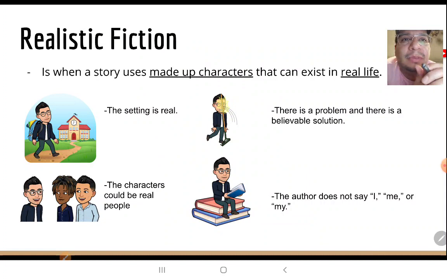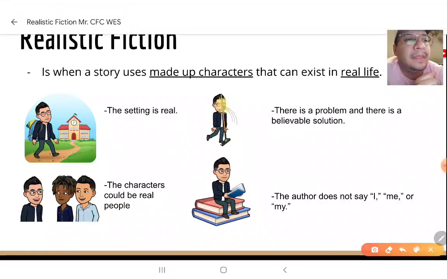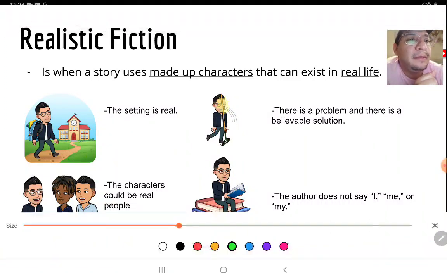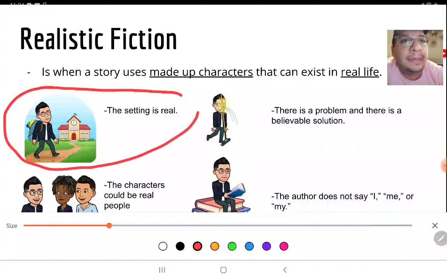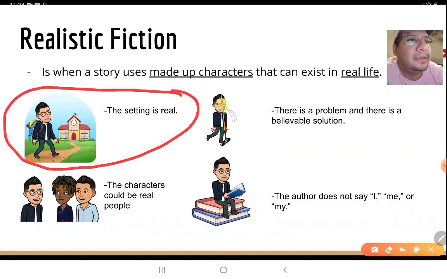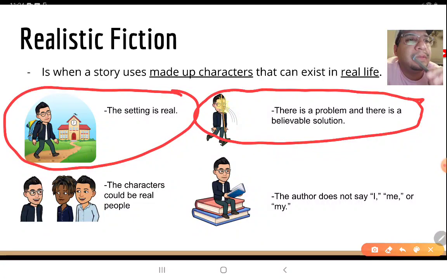Realistic fiction is when a story uses made up characters that can exist in real life. What are some of the traits? For example, let me change the color here. Let me use red. All right. For example, the setting is real. Also, there's a problem and there's a believable solution. Believable meaning there's a problem that I'm sure it could be solved, right?